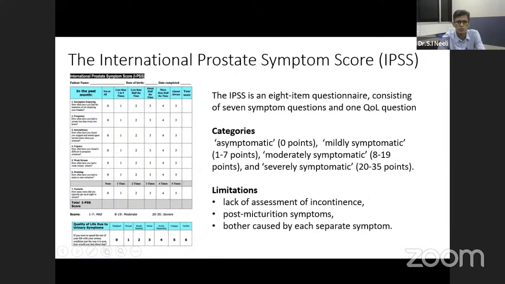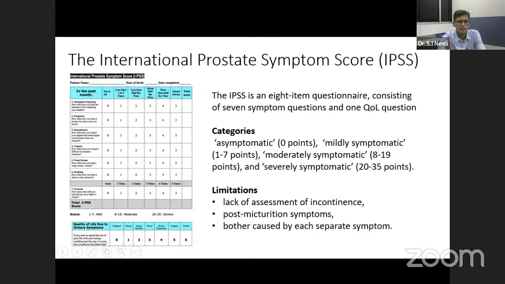So we categorize them as asymptomatic if the score is 0, mildly symptomatic if the score is 1 to 7, moderately symptomatic if the score is 8 to 19, and severely symptomatic if the patient has a score of 20 to 35 points.